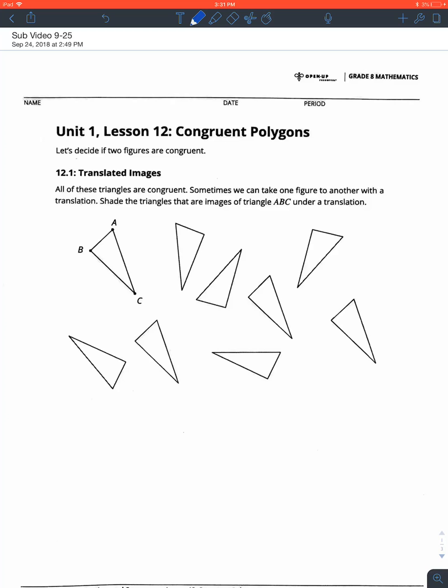You should have the two handouts from over on the side counter. The first one says Unit 1, Lesson 12, Congruent Polygons, and the second one has some problems on it, which we'll get to. So the first one is your warm-up. All of the triangles are congruent. Some we can take one figure to another with a translation. Shade the triangles that are images of the triangle ABC under a translation. So you are going to find the triangles that are a translation of the original triangle, which is triangle ABC. Please do that now.